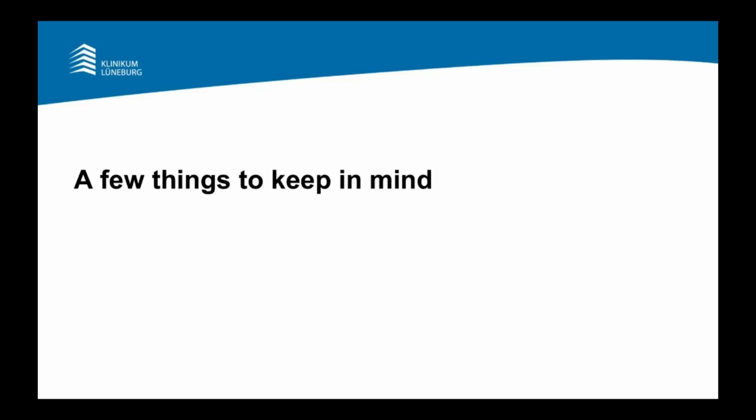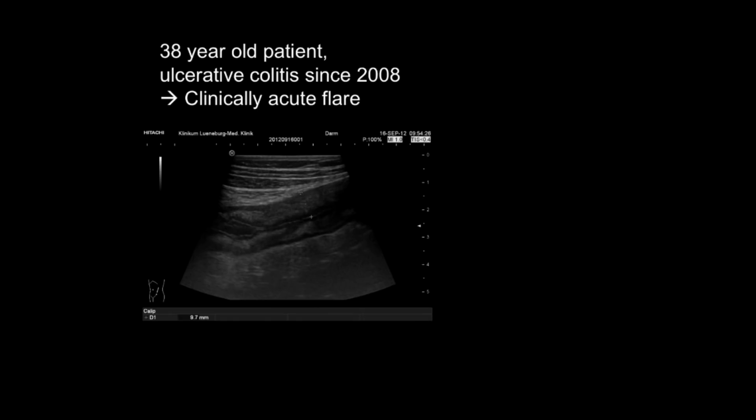A few things to keep in mind. Firstly, a patient, 38 years old, ulcerative colitis since 2008, clinical acute flare. And the question is, is that left-sided colitis? And you always have to keep in mind you can see inflamed bowel, but you can't differentiate acute infectious colitis from a flare. And this patient actually had a salmonella infection plus an acute UC flare, so never make the diagnosis just from intestinal ultrasound. It's always one part of the clinical assessment, but you can't just focus solely on intestinal ultrasound.